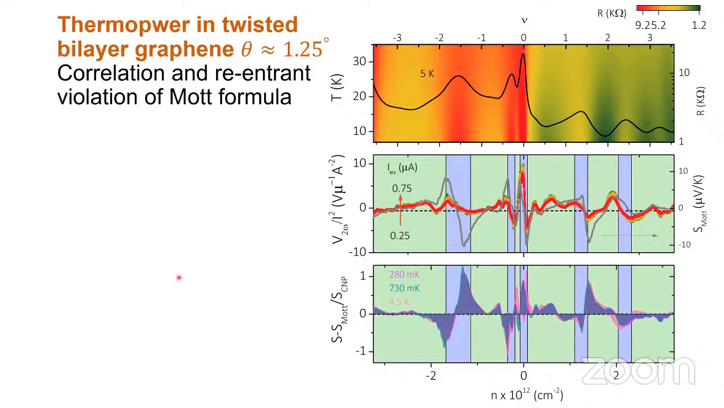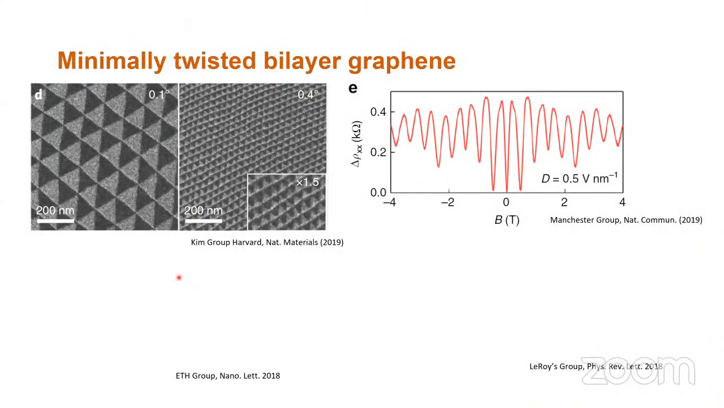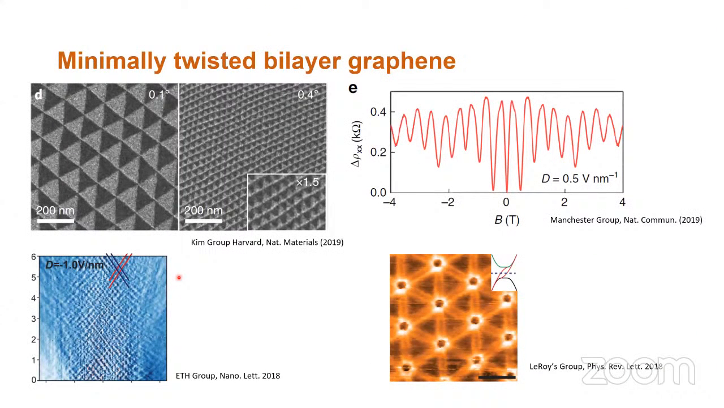Okay, I wanted to finish with a completely different direction, which is also becoming quite interesting now. This is what is happening in minimally twisted bilayer graphene. Other than the magic angle twisted bilayer graphene, where the angle needs to be extremely close to 1 degree or 1.1 degrees, where the correlation effect becomes stronger and a lot of things are happening.